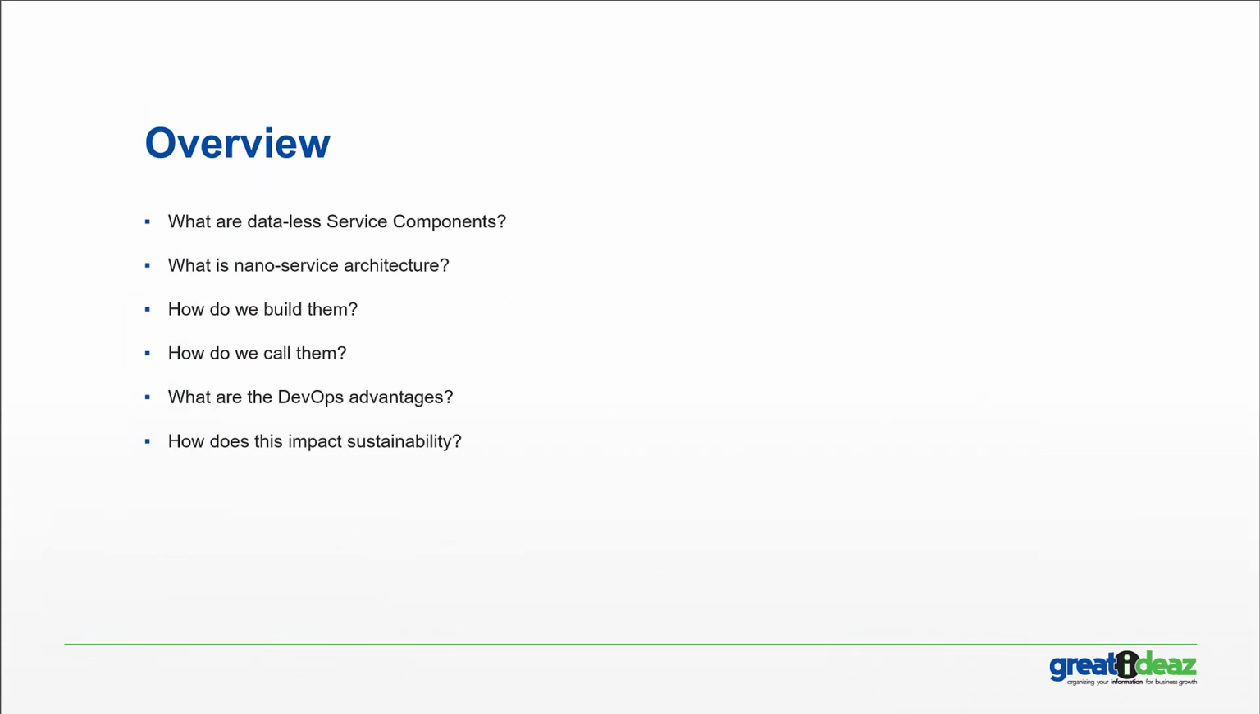So in this presentation, we're going to be giving you an overview of workflow components, and we're going to try and answer a few basic questions. We're going to start by looking at data-less service components and how they are different from the standard SOA-based services. We're then going to look at how we go beyond microservice architecture to something that we would call nano-service architecture. We're then going to look at how we build these nano-services, how we call or invoke the nano-services, what the advantages are from a DevOps perspective, and how this impacts sustainability of your enterprise architecture over time.